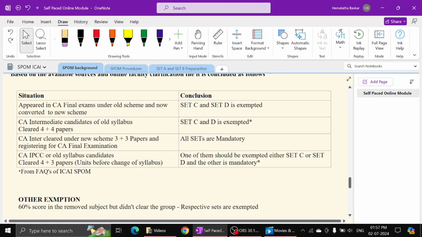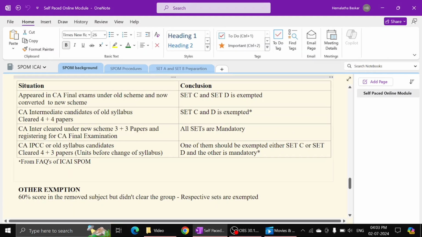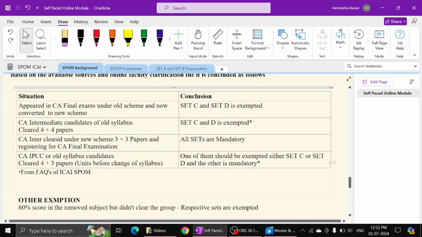Special case being students who will be clearing 7 papers are exempted either from Set C or Set D. Additionally, students who have secured 60% in the old syllabus of law and SCMPE are exempted from Set A and Set B respectively. And people who had cleared either of the groups in the old syllabus are exempted from the respective sets. With the understanding of SPOM, let's move further.